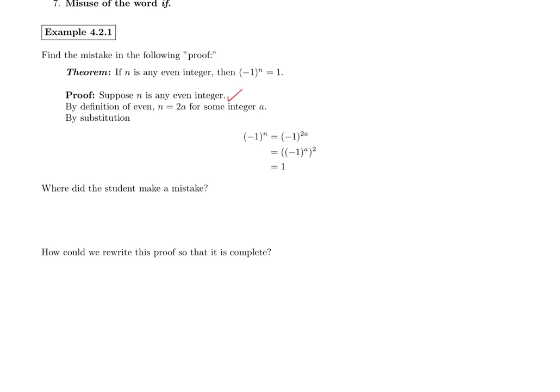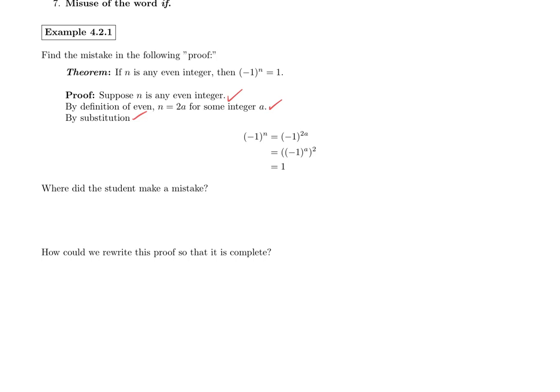By the definition of even, n equals 2a for some integer a. Okay, that sounds fair. The student wrote out "by the definition of even," so they gave their reasoning. They said n equals 2a for some integer a. Fine. Then they said, okay, now let's move into proving that q of n is true. So we're going to use substitution. Perfect. Still updating the reader. So far, so good.